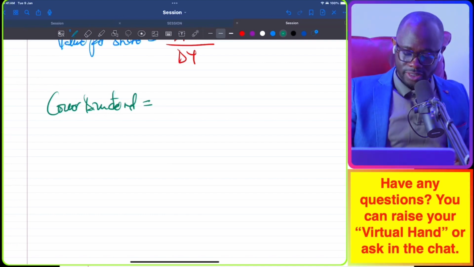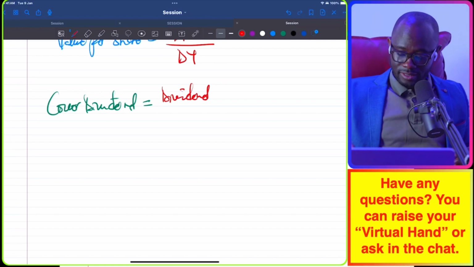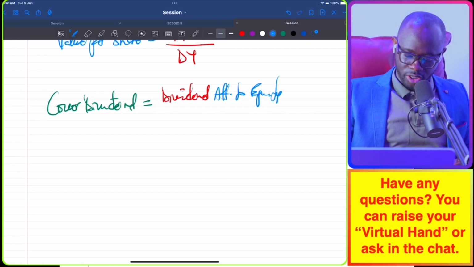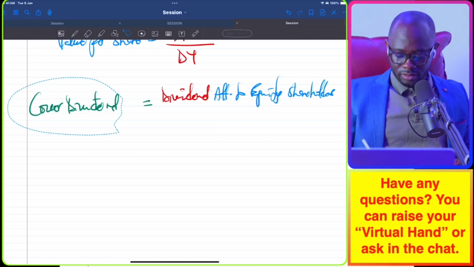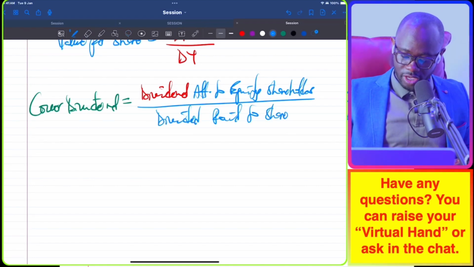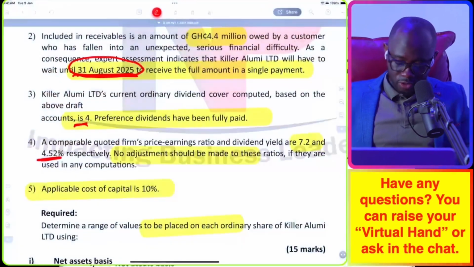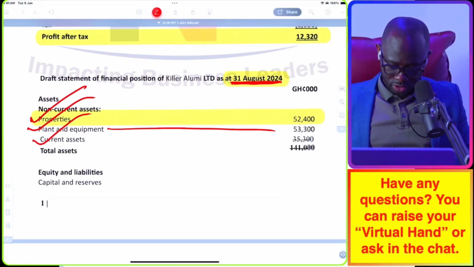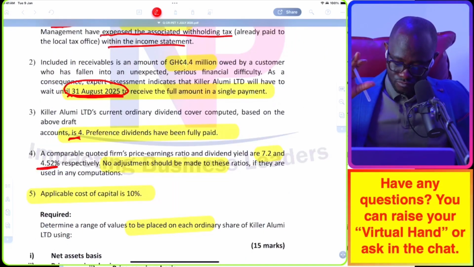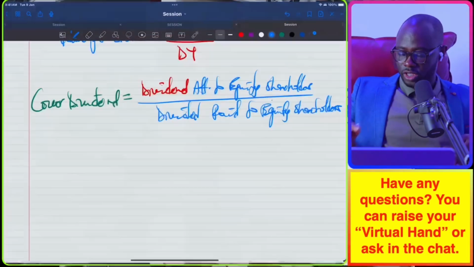Dividend cover equals the dividend attributable to the equity shareholders divided by the dividend paid to the equity shareholders. Stay with me. If we go to the question, were we given anything like dividend paid somewhere in the question? No.